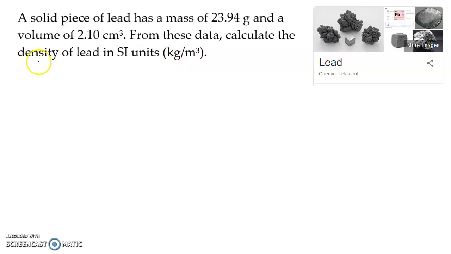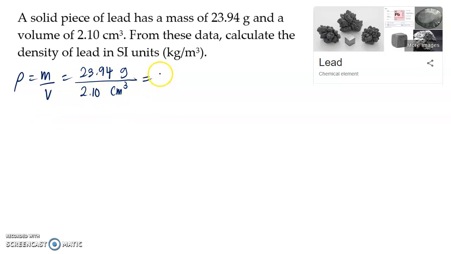To calculate density, the equation is rho is equal to m over v. The mass here is 23.94, and the unit is in gram. The volume is 2.10 centimeter cube. The value of the density will be 11.4 gram per centimeter cube.